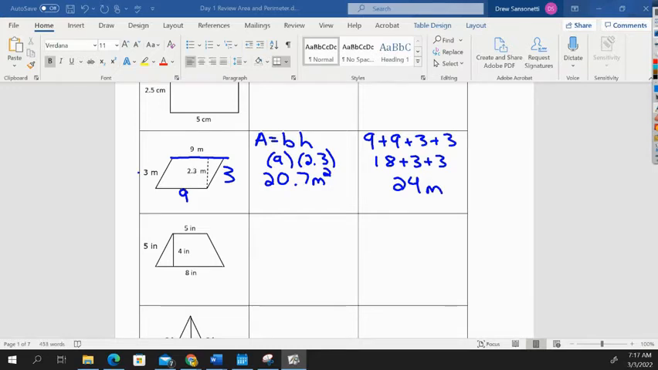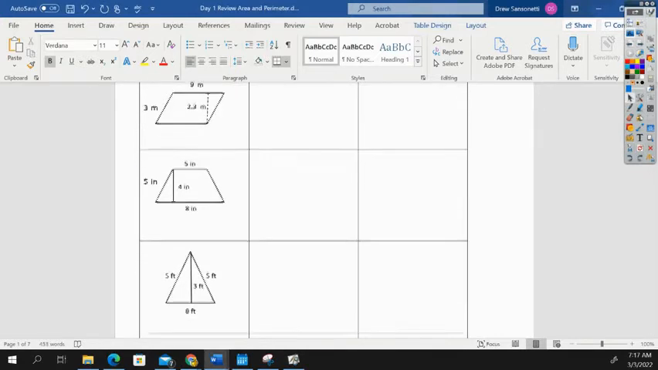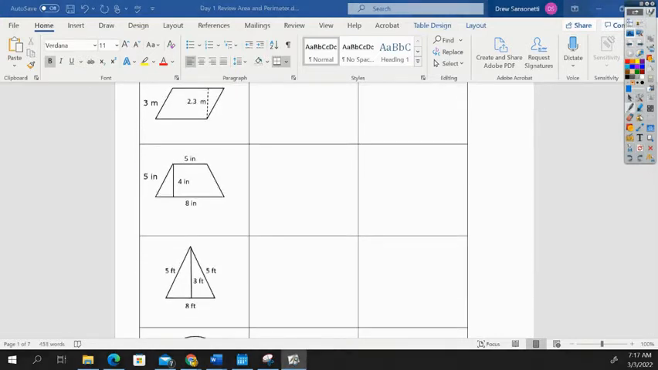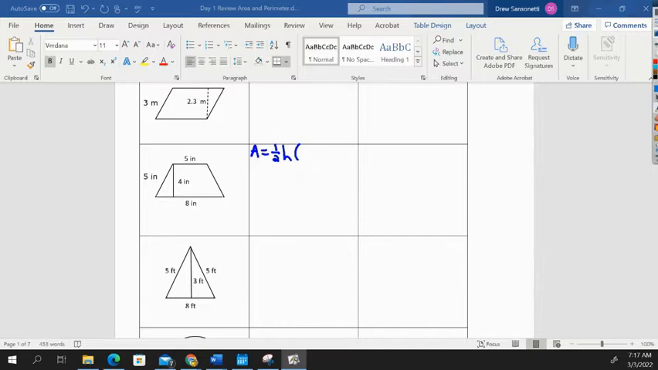All right, next, down here we have a trapezoid. So let's go ahead and look at our trapezoid. A trapezoid has a little bit of a different type of formula. The formula is A equals 1/2 times the height, times B1 plus B2. B1 and B2 are these two bases. This 5 and this 8 are B1 and B2. We'll call 5 B1 and we'll call 8 B2. So we'll say 5 plus 8.